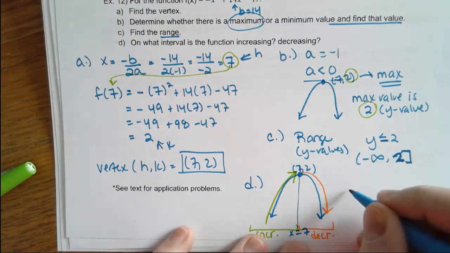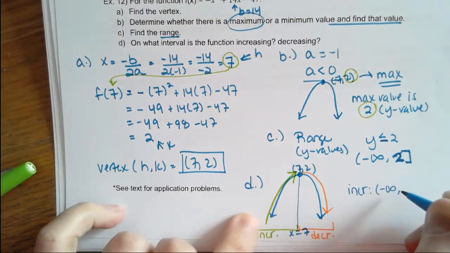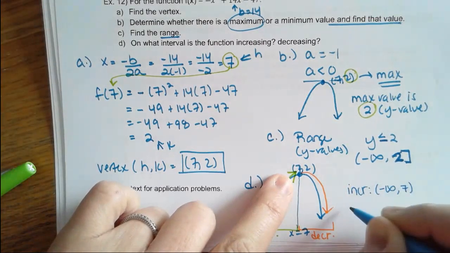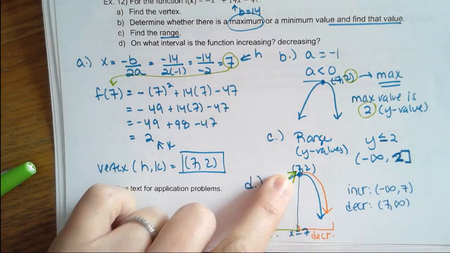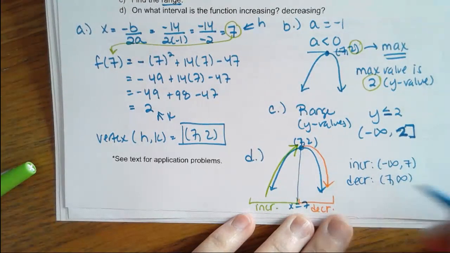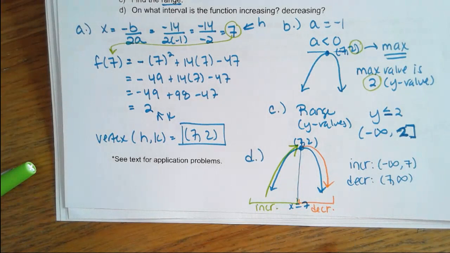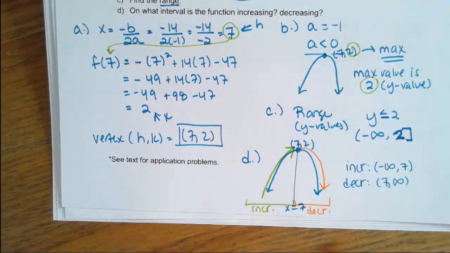So we are increasing from negative infinity up until 7. And then we are decreasing from 7 to positive infinity. Remember that when we're talking about increasing or decreasing, we always refer to the x values for increasing or decreasing, and we always use parentheses there. That kind of takes us back a couple lessons. So you want to just be really careful that you're using the right notation in all these cases.